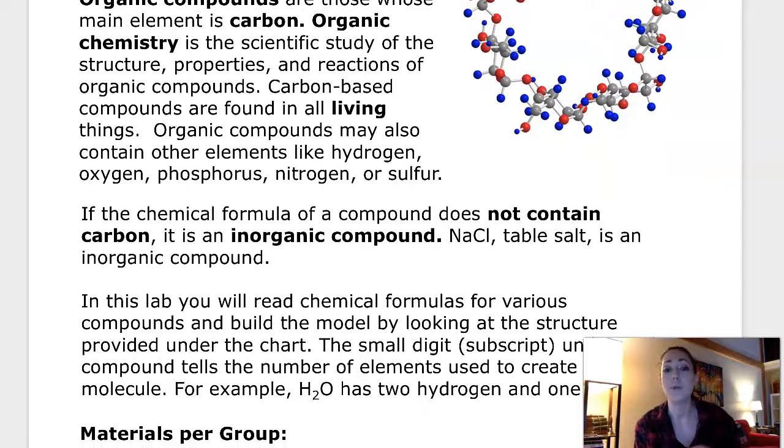In this lab, you will read chemical formulas for various compounds and build the model by looking at the structure provided under the chart. The small digit, the subscript number under each compound, tells the number of elements used to create the molecule. For example, H2O has 2 hydrogen and 1 oxygen. Okay, so we've been doing this, you guys. We did this with gumdrops, we've done this in class, and now we're just looking into, can I tell the difference between an organic compound and inorganic compound? It all has to do with carbon.